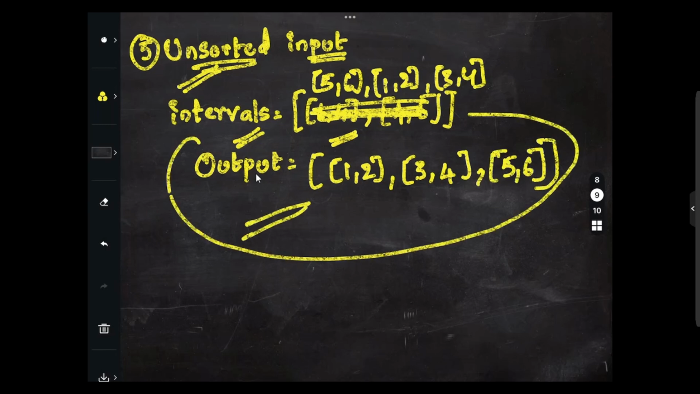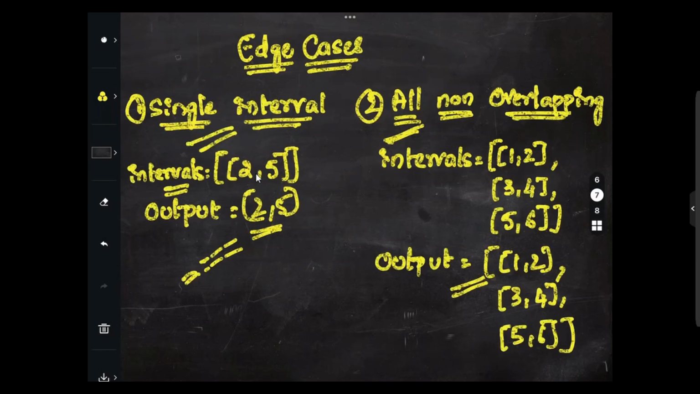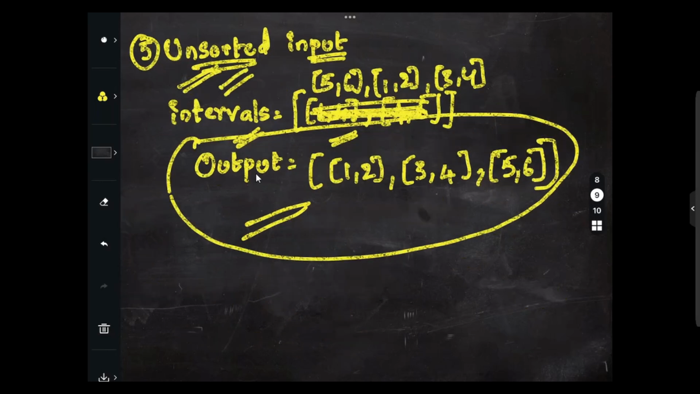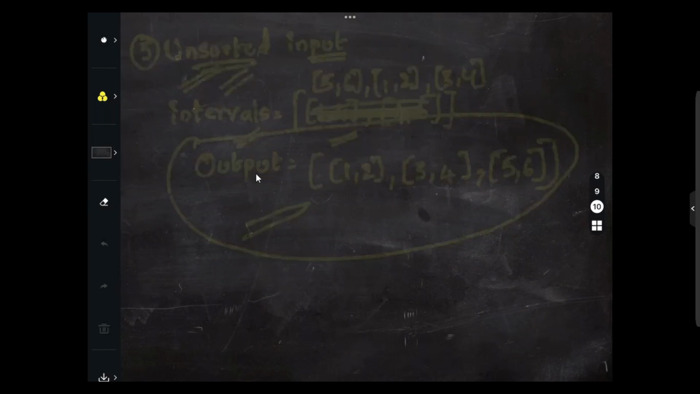So this is the fifth edge case. This is the output that we got. So what are the edge cases that we considered here? Single interval, all non-overlapping, the third one is all overlapping, the fourth one is exact boundaries touching, and the fifth one here is unsorted input, right? So I hope all the 5 edge cases, and the approach that we discussed, are completely clear.